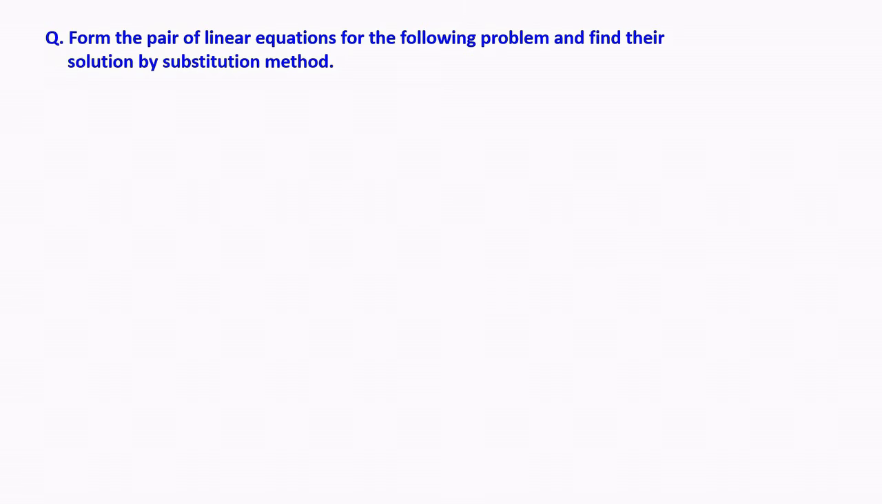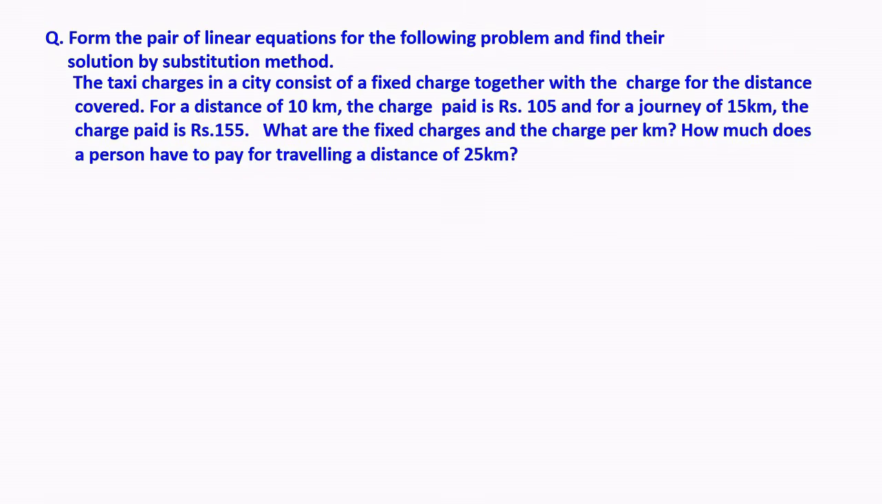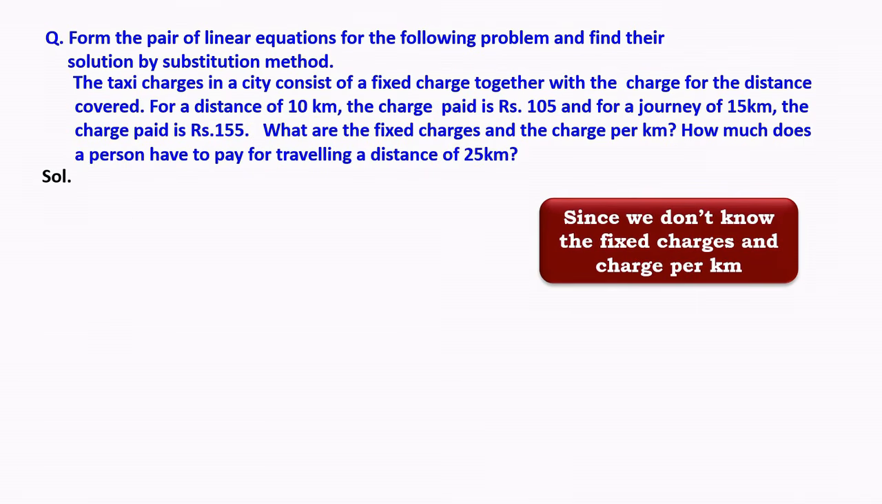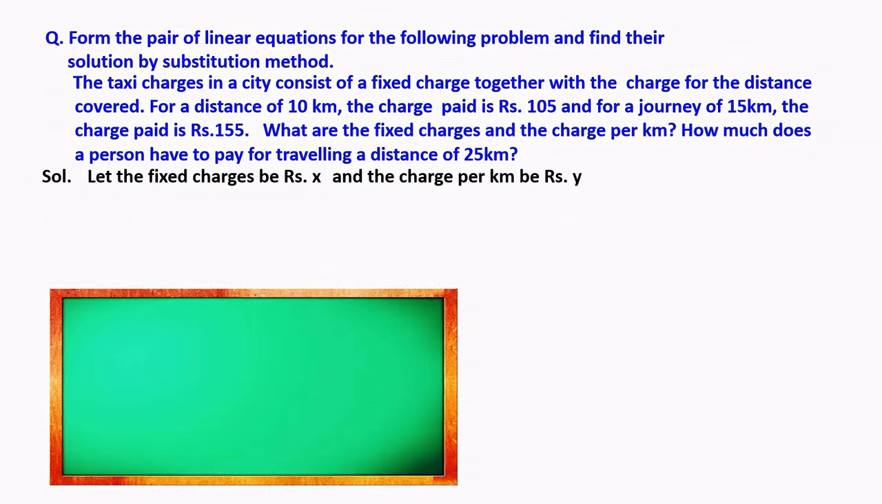Let us understand the question. Taxi charges consist of a fixed charge plus a charge per kilometer. For 10 kilometers, the fare is rupees 105, and for 15 kilometers, the fare is rupees 155. We need to find the fixed charge, the charge per kilometer, and also the cost for traveling 25 kilometers. Now, let us begin. Let the fixed charge be rupees x and the charge per kilometer be rupees y.